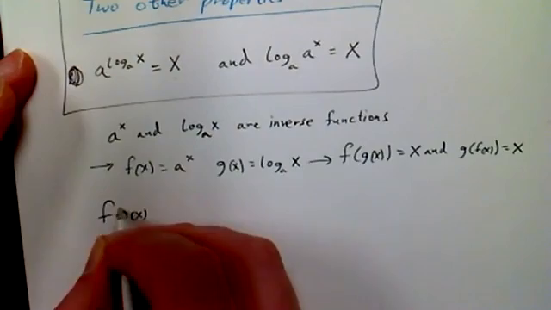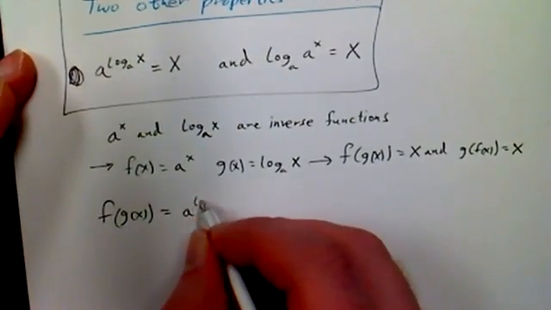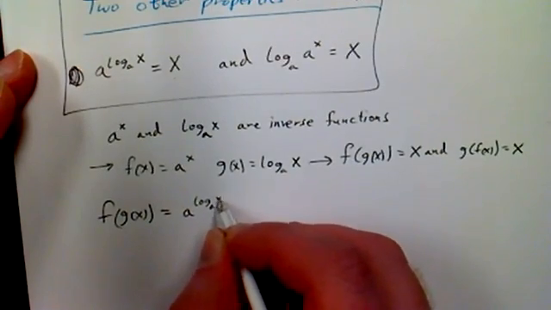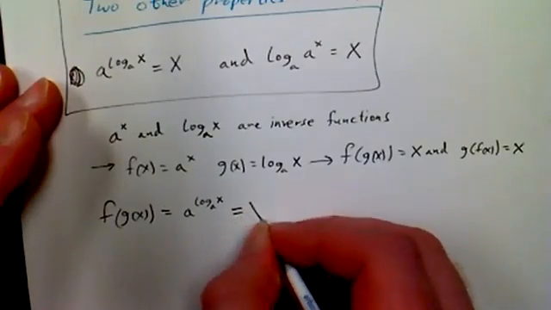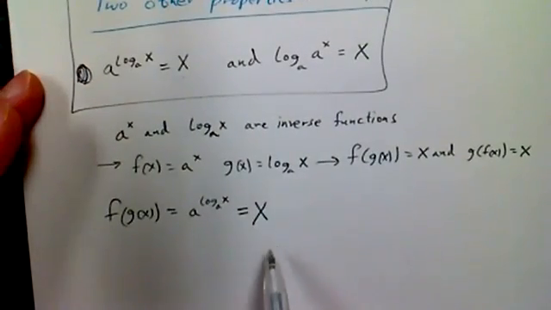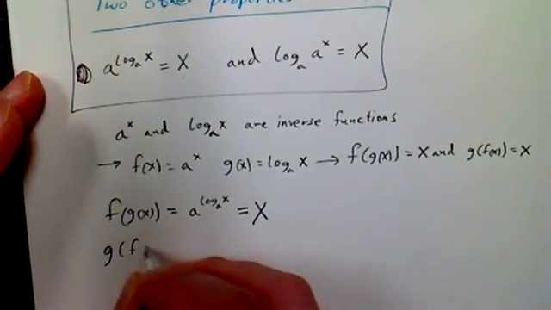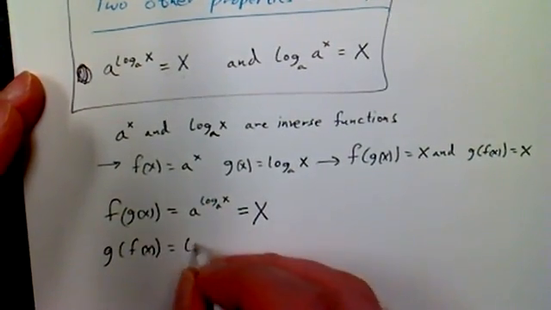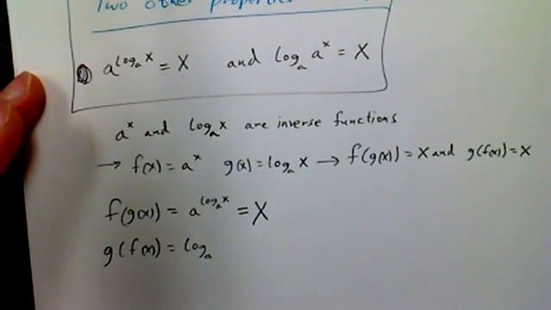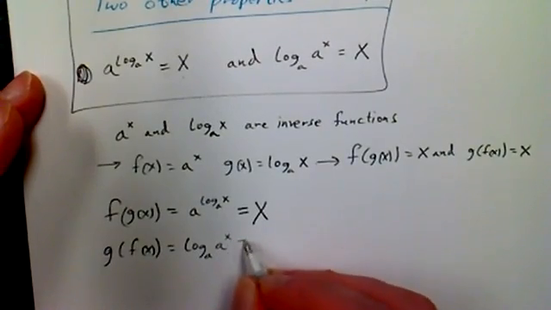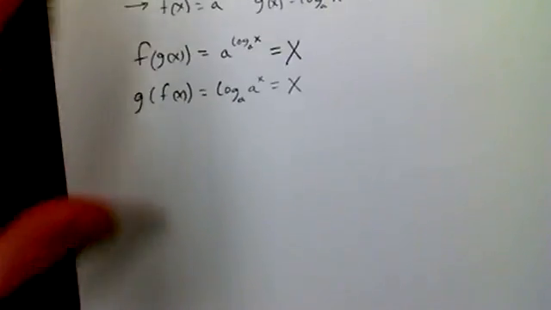F of g of x, that's going to be a to the log base a of x, right? And since we know they're inverse functions, it must equal x. That's sort of your pseudo proof for this first one. And g of f of x is log base a of a to the x. And we know that has to equal x if they're inverse functions. So there's the reasoning.